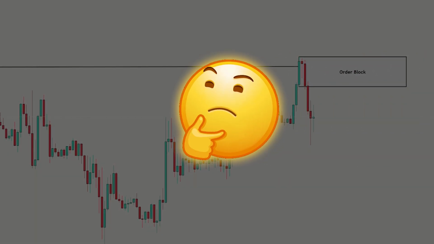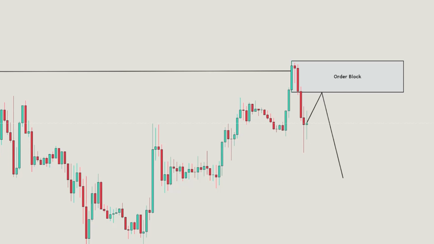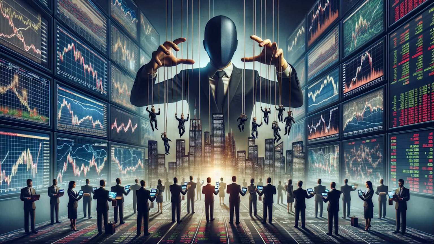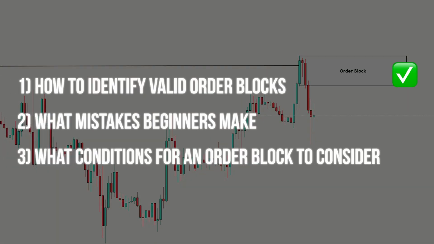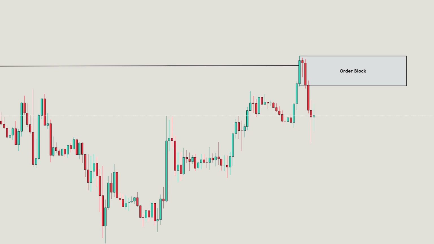Do you think an order block is just a zone from which price can reverse? As a matter of fact, order blocks are traces of large capital. And if you learn how to find them correctly, you can enter the market where market makers enter. Today, I'll show you how to identify valid order blocks, what mistakes beginners make, and what conditions must coincide for an order block to work accurately. And at the end, we will see how to use order blocks in practice and open trades with their help.